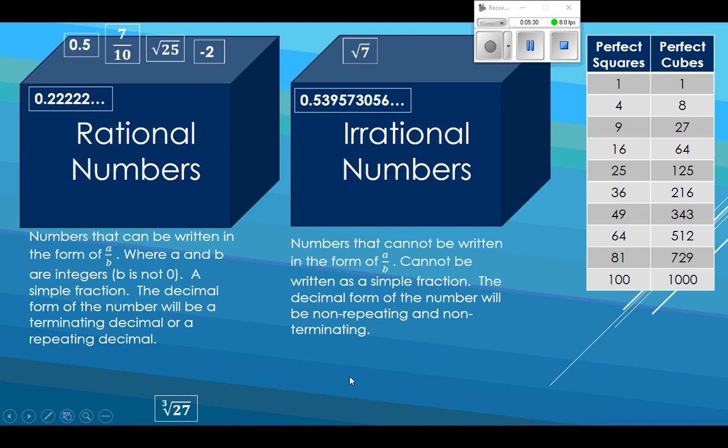The cubed root of 27. Remember, when you see that little 3, it's a cubed root. So look through your list of perfect cubes. Oh, the cube root of 27 is 3. It's rational.